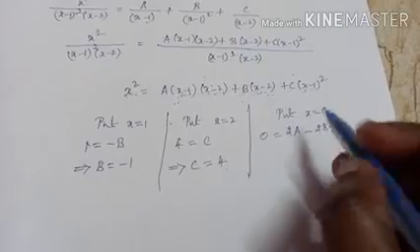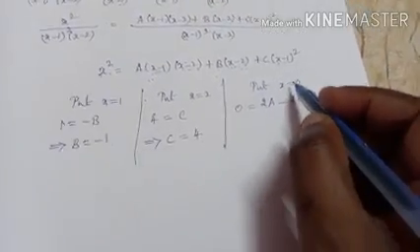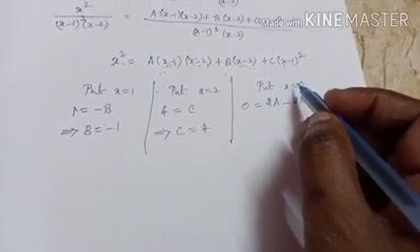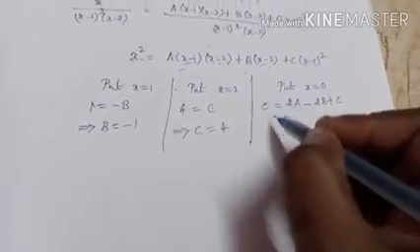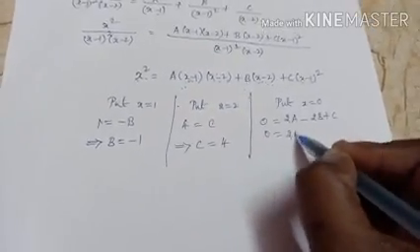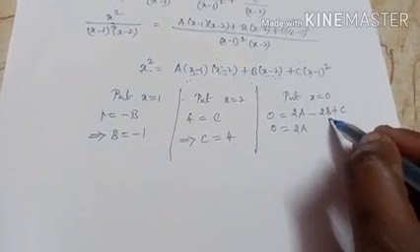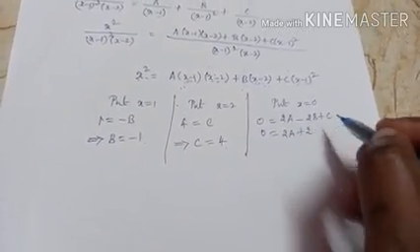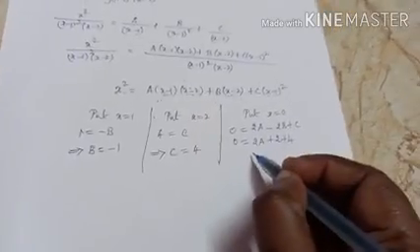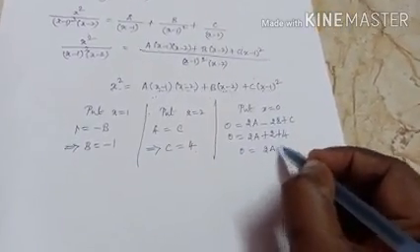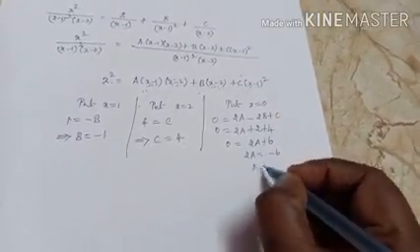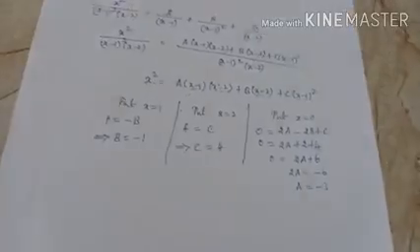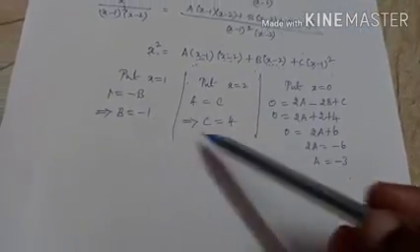We know the value of b and c, we can find a. That's why we give any value to x. You can give any value, give the simplest one. So 0 is equal to 2a. b is minus 1, minus 2 into minus 1 is plus 2. c is 4. So 0 equal to 2a plus 6. 2a is equal to minus 6. a is equal to minus 3. So a is minus 3, b is minus 1, c is 4.